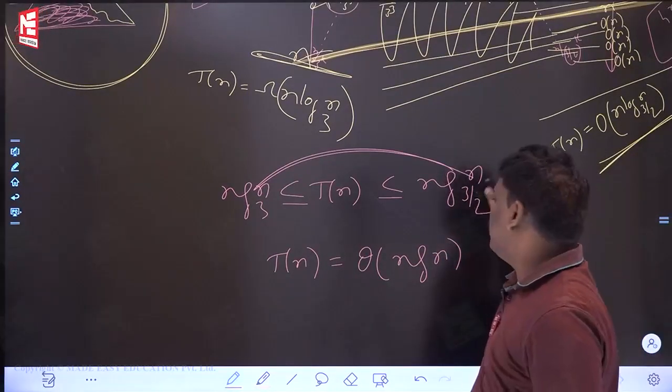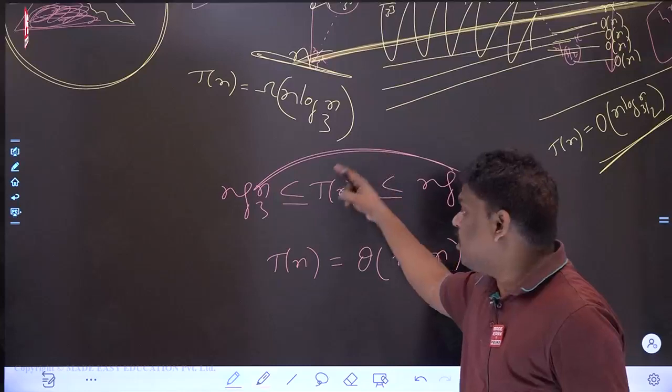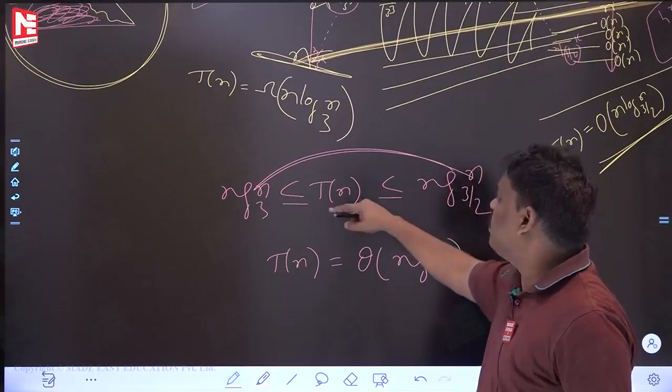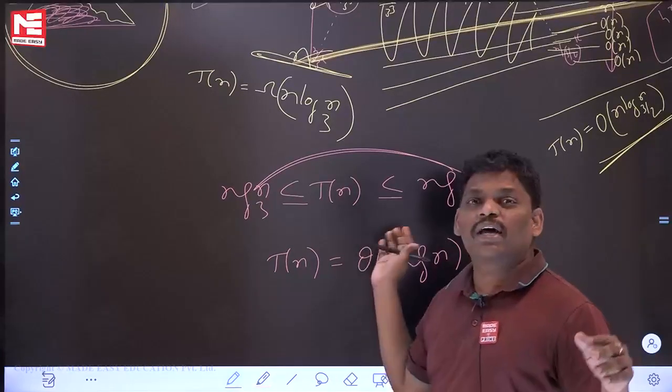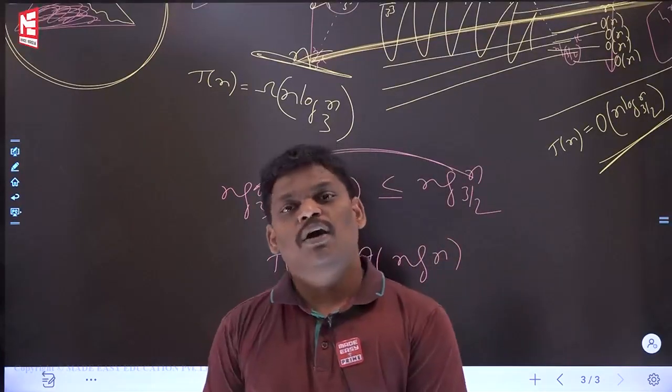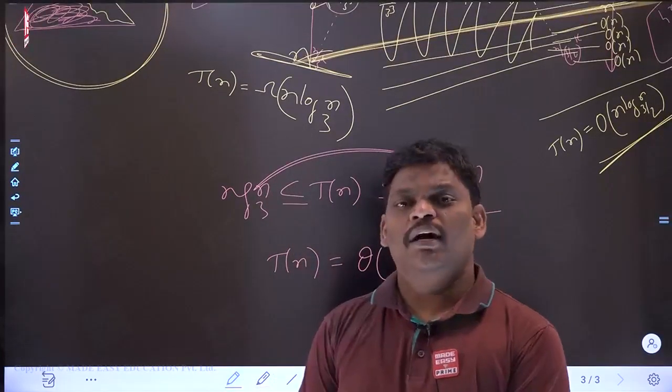To this problem, what is the final answer? Upper bound is n log n base 3 by 2. Lower bound is n log n base 3. Because both differ by only a constant, simply you can say theta of n log n. Can you say what is the answer of this problem? N log n, theta of n log n.